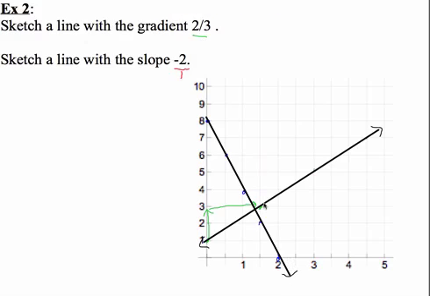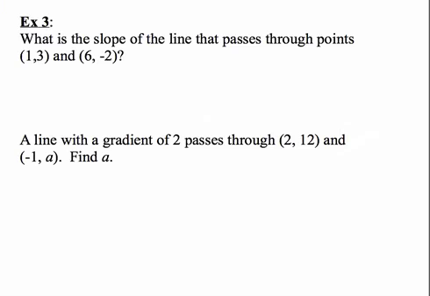Okay, so that's my second line with a slope of -2, and this line here has a slope of 2/3. Okay, in the next example, what is the slope of a line passing through these 2 points? We did one like that before. We can use the formula slope equals y2 minus y1 out of x2 minus x1.